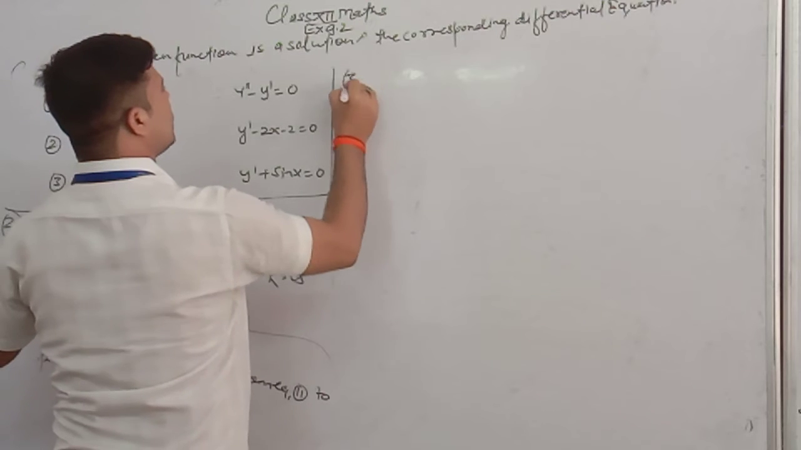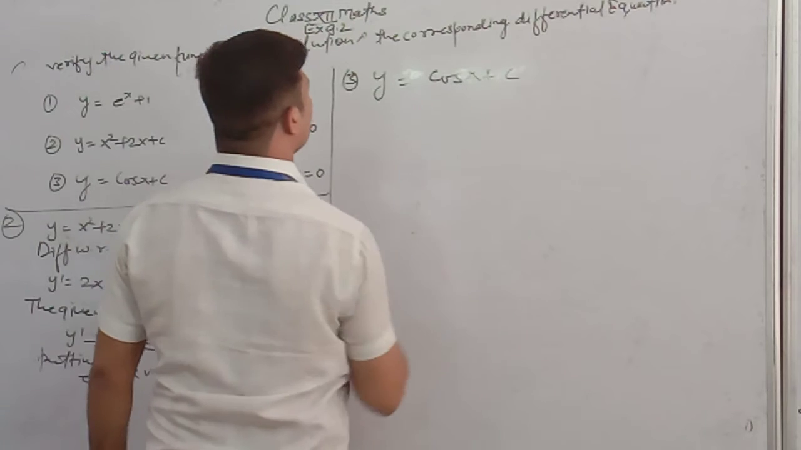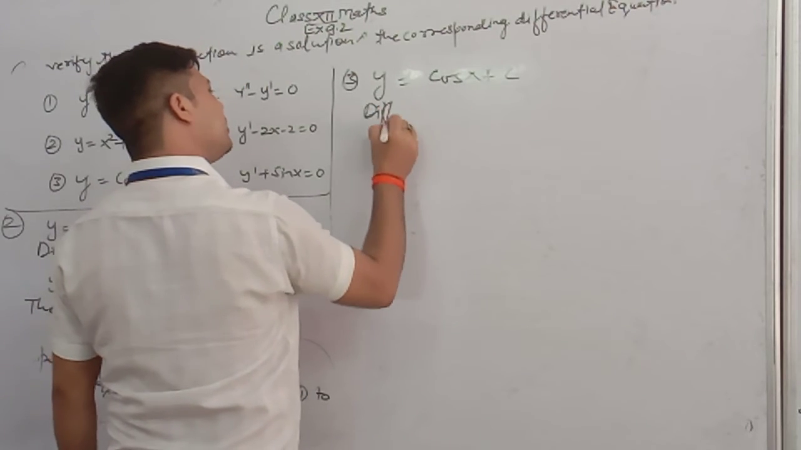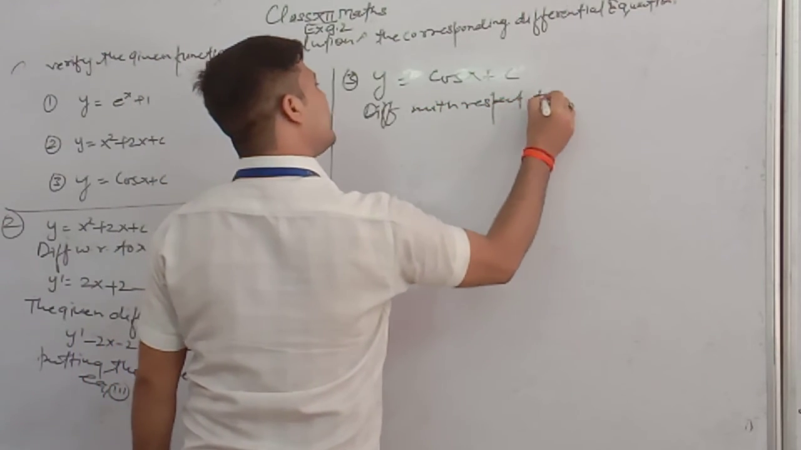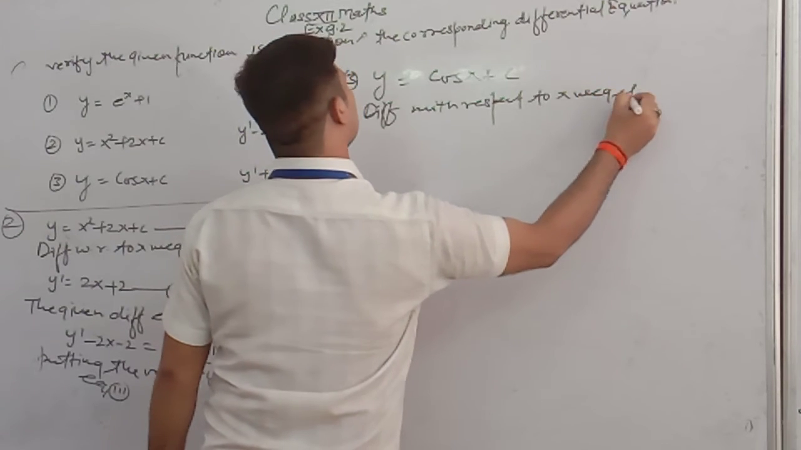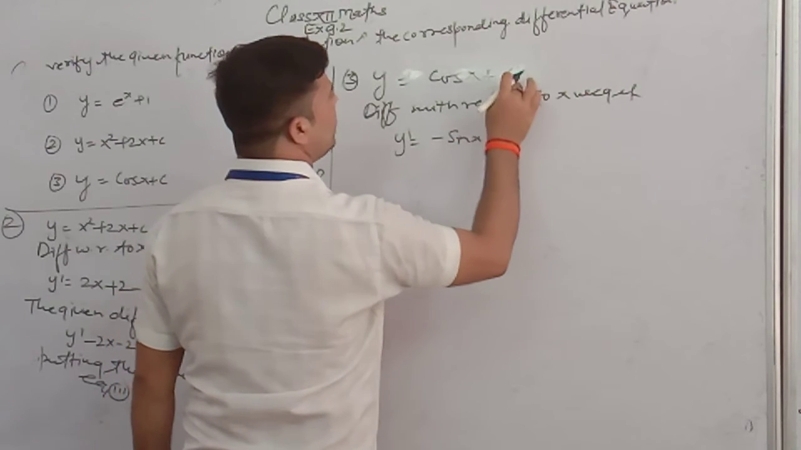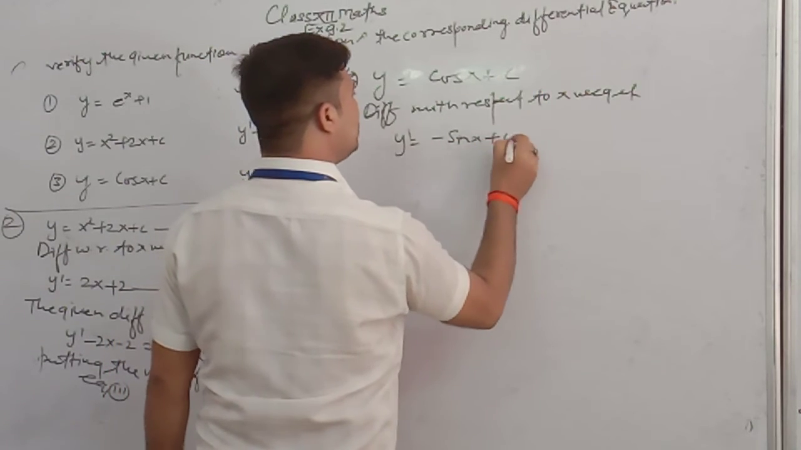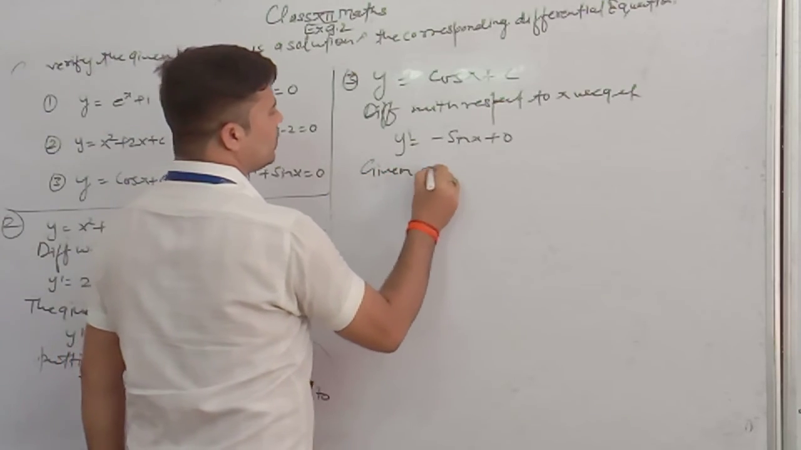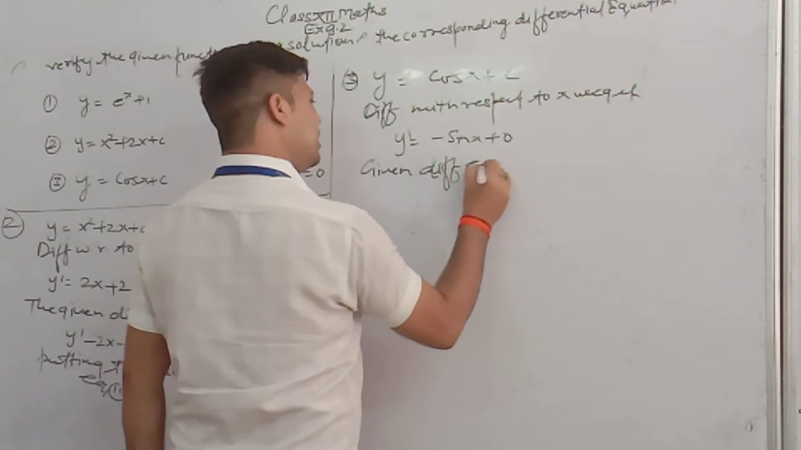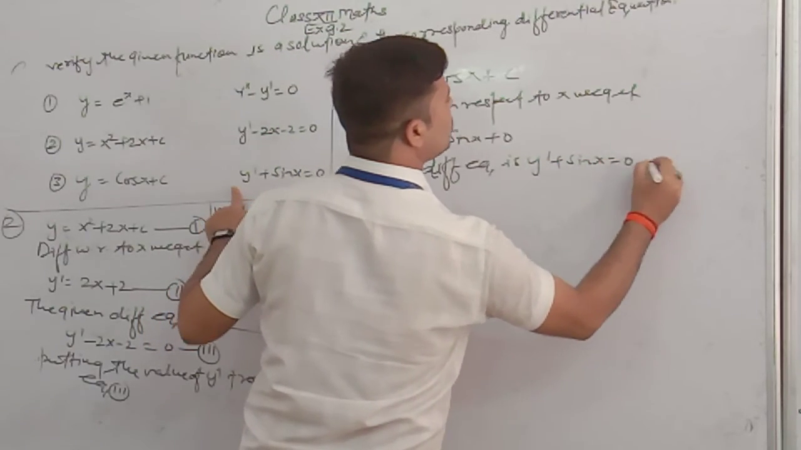Question number 3 is y is equal to cos x plus c. Firstly, differentiating with respect to x, we get y dash is equal to dy dx of cos x, which is minus sin x, and dy dx of plus c, which is a constant term, so its value is 0. The given differential equation is y dash plus sin x is equal to 0.